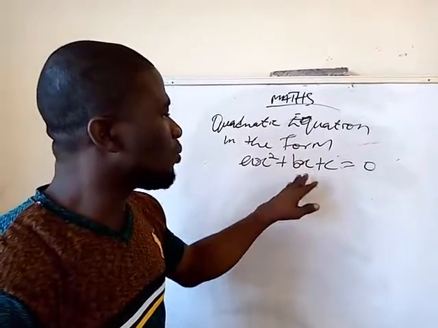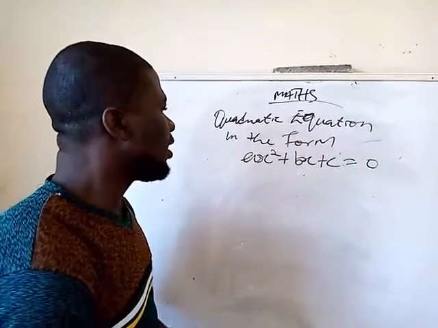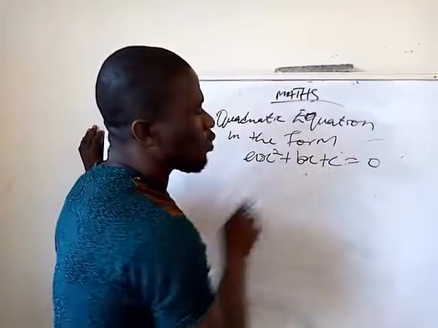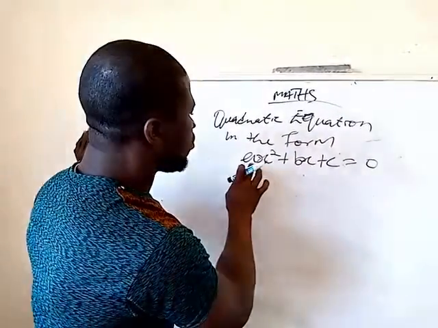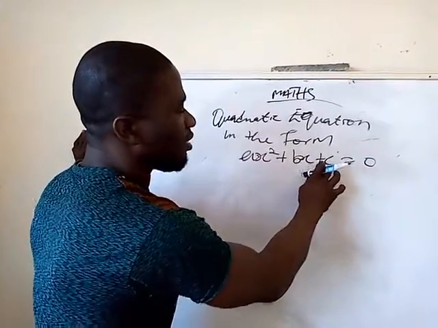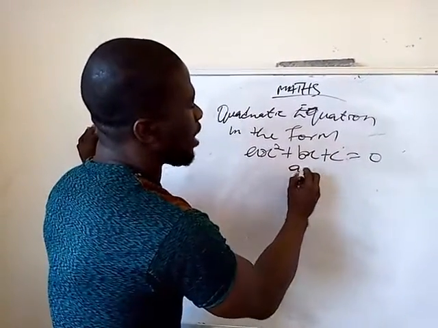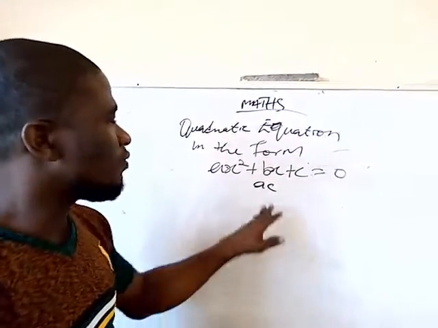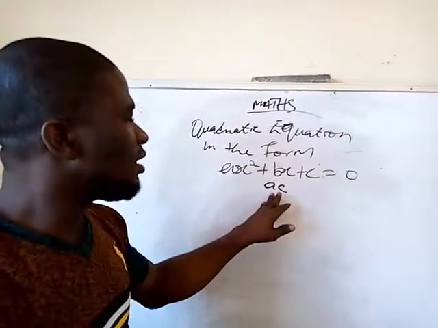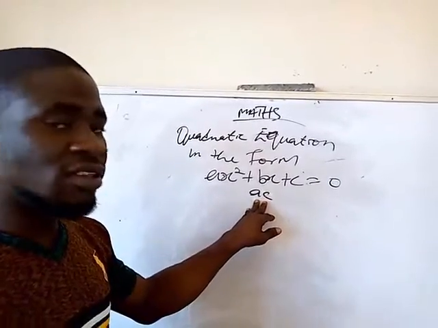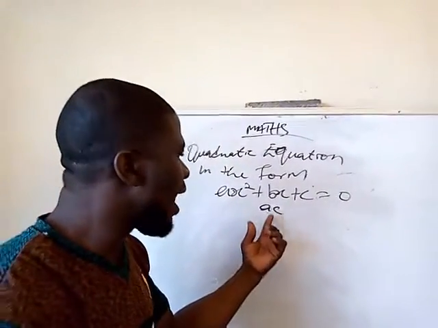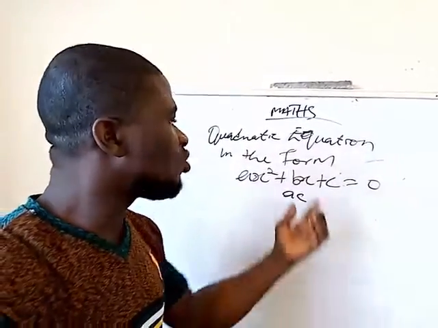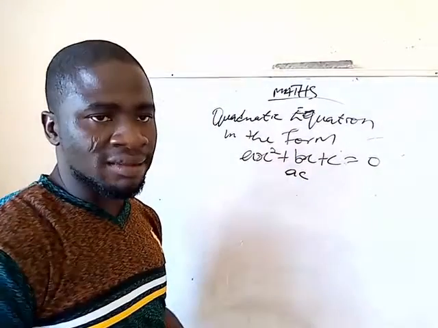The first thing we do in calculating this kind of quadratic equation is for you to multiply a and c. When you multiply, you have ac as your product. And when you have gotten that, you ask yourself, what are the two numbers that when you add, it will give you b. If you have the two numbers, you remove b and put the two numbers.